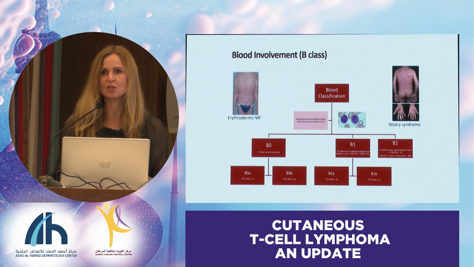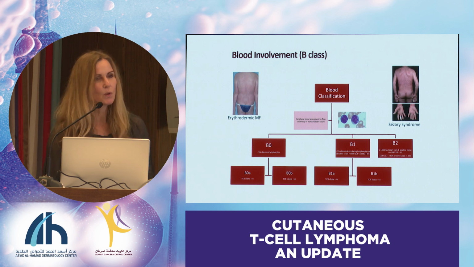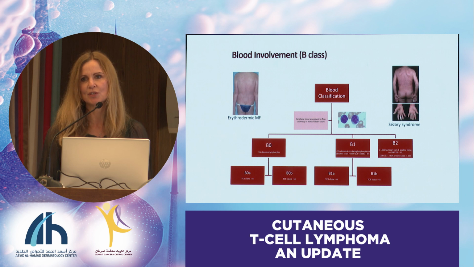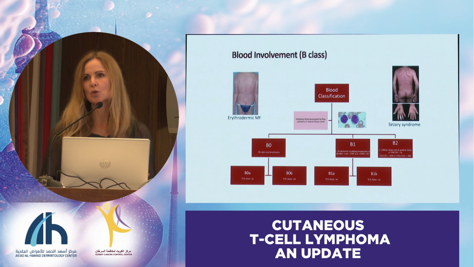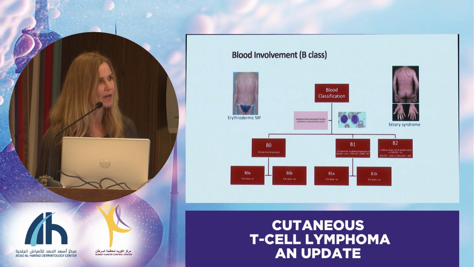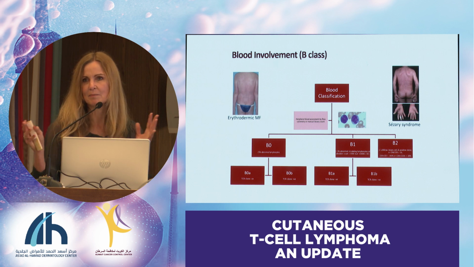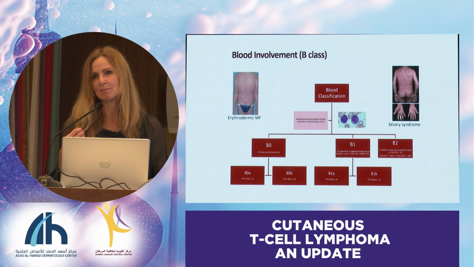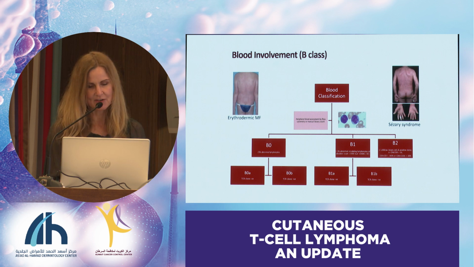Blood class is B0 to B2, where B0 is less than 250 per microlitre of the aberrant cells that we're looking for, so the CD4 positive, CD7 negative, or CD26 negative. And sometimes one might be aberrant and the other one may not, so it is worth checking both. So less than 250 puts you into the B0 category. B1 is in between B0 and B2. So if we go to B2, which is Sézary, that's greater than 1,000 per microlitre, and B1 falls in between. And that B2 is important because that's diagnostic of Sézary syndrome, and again pushes a patient into advanced stage disease.